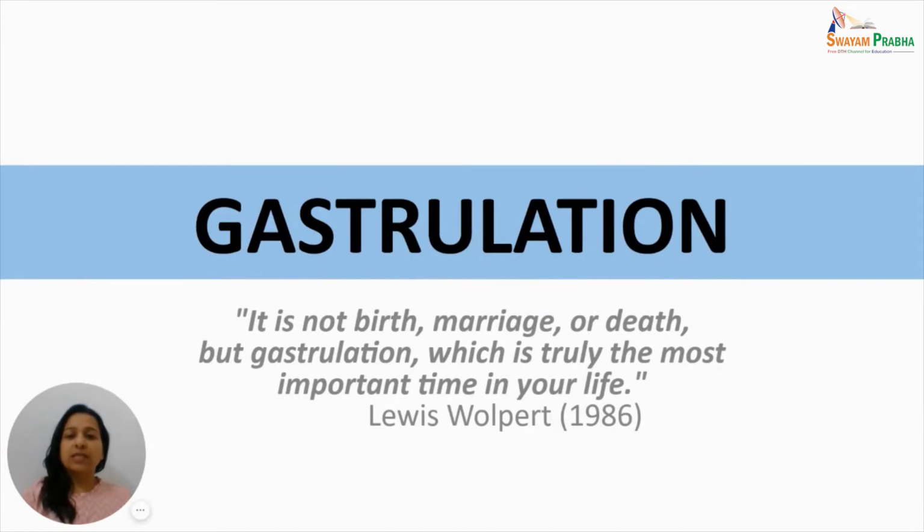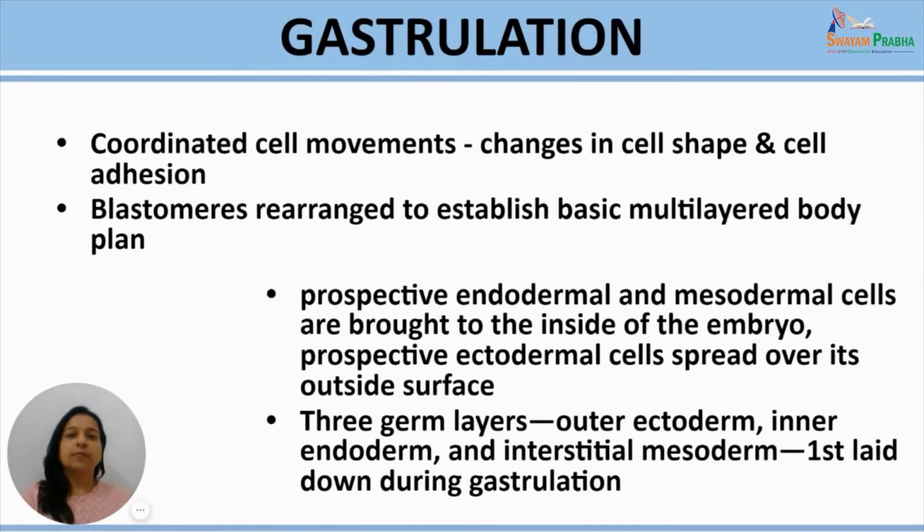Louis Wolpert once said, "It is not birth, marriage, or death, but gastrulation, which is truly the most important time in your life." In the previous lectures, we have discussed gametogenesis and then how male and female gametes fuse during fertilization to create a zygote. Then the zygote divides into a number of cells which first form a morula and then a blastula.